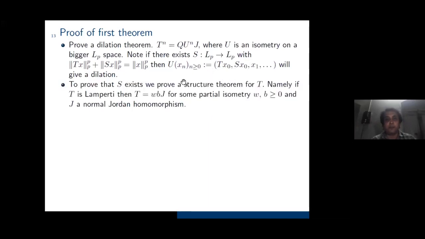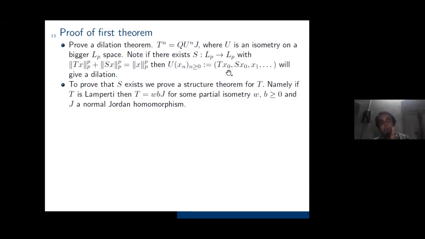And then what you observe is that for a Lamperti operator we have a dilation. And the reason is very simple. You have a Lamperti contraction T, you can find an S such that this equality is true: norm Tx to the power p plus norm Sx to the power p is equal to norm x to the power p. And then you can construct the dilation.